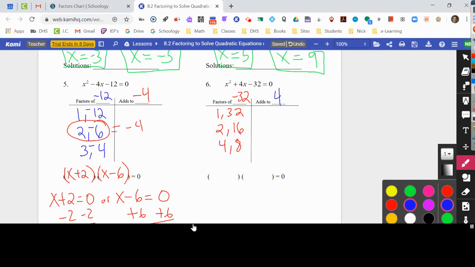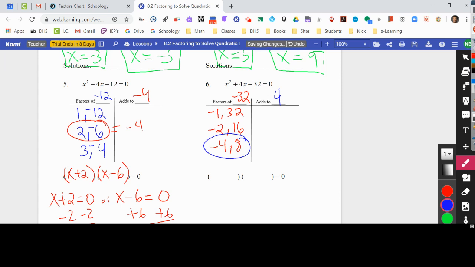All right, so now that I listed them out, these have to add to a positive 4. So if we're going to add to a positive and multiply to a negative, that means my smaller number this time is going to be negative. My winning pair here that's going to give me a positive 4 is going to be this negative 4 with a positive 8. So that means my factors are going to be x minus 4 times x plus 8.